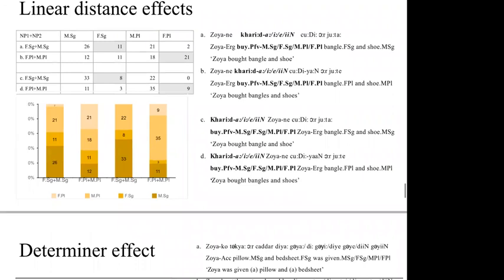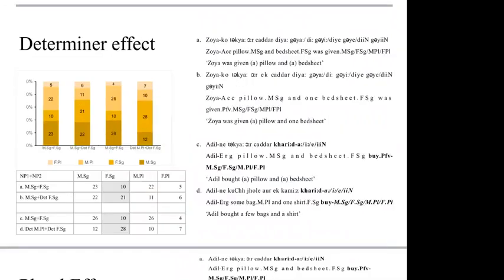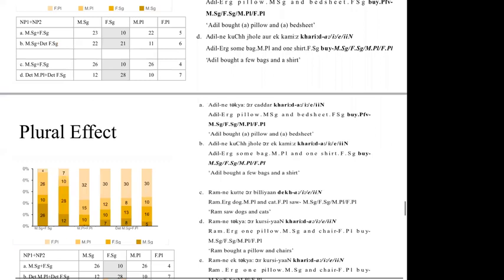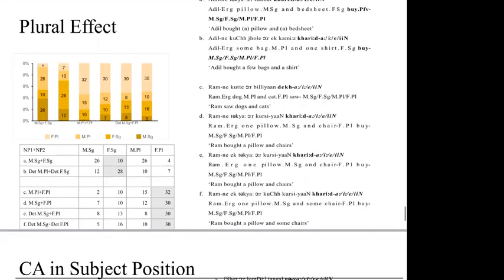Determiner. When you look at the table here, when there's masculine singular plus feminine singular, 10 people. But when there's a masculine singular plus a determiner, 21 people opted for this. Again, masculine singular, feminine singular, 10 people. When there's a determiner in both masculine and feminine, more people opted for that. Similarly with plurals, when there's a feminine plural, you can see in the table at the bottom, a lot more people have decided to agree with the CCA.